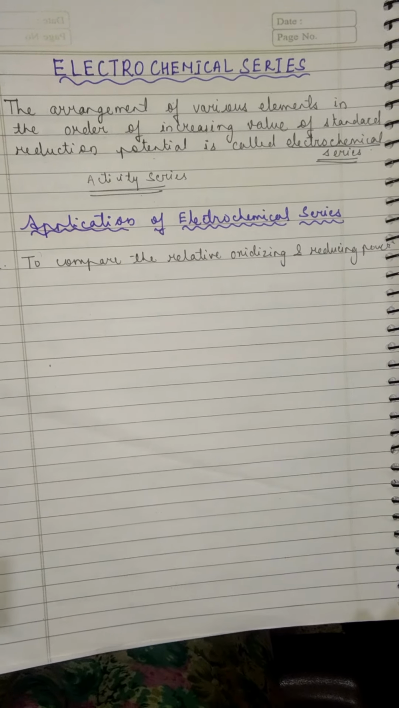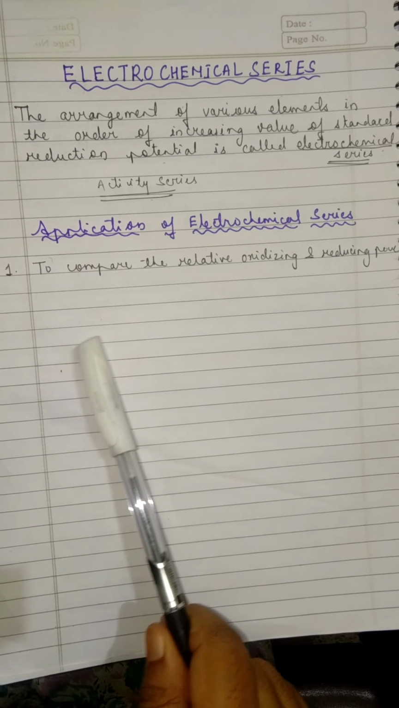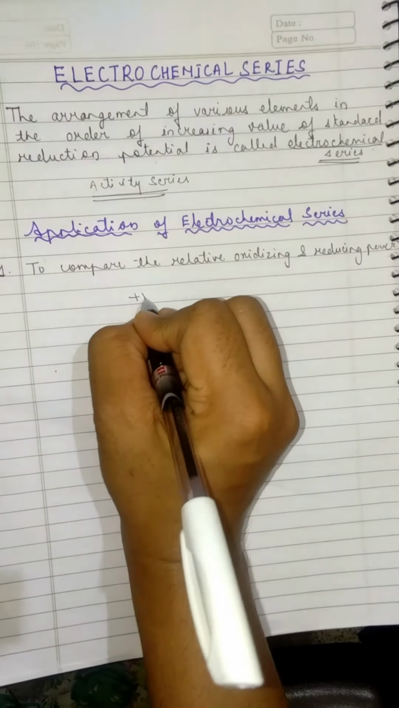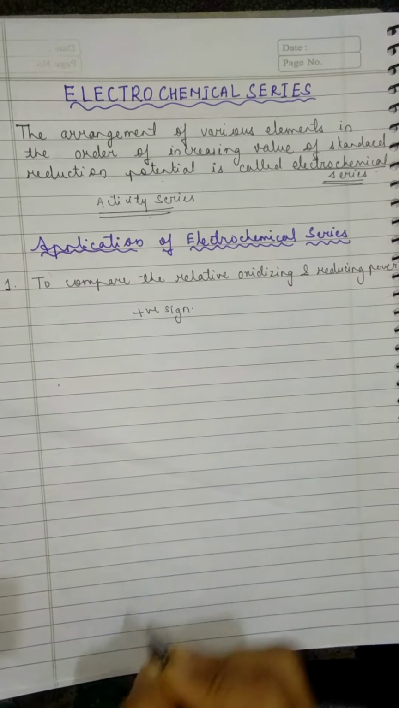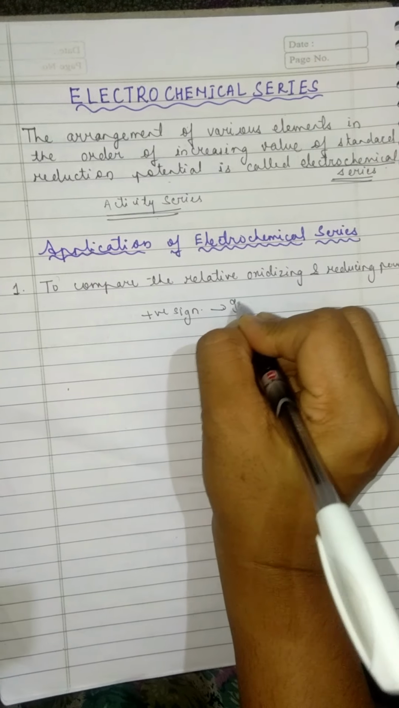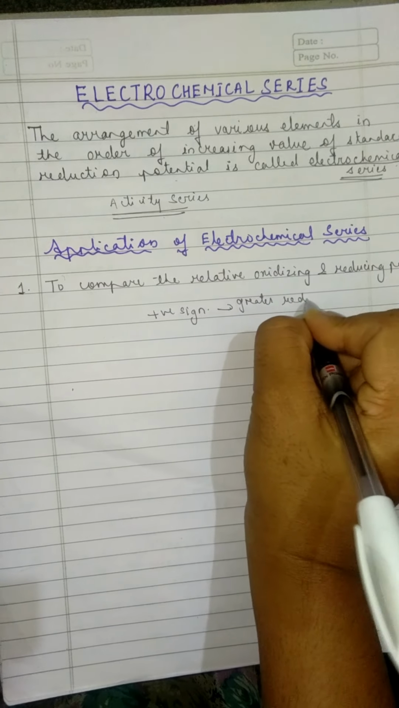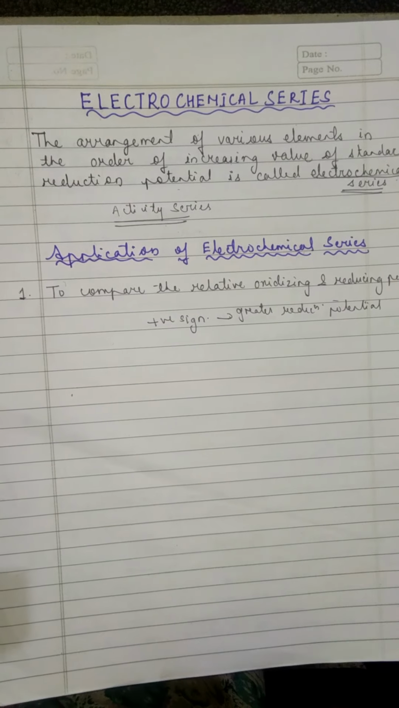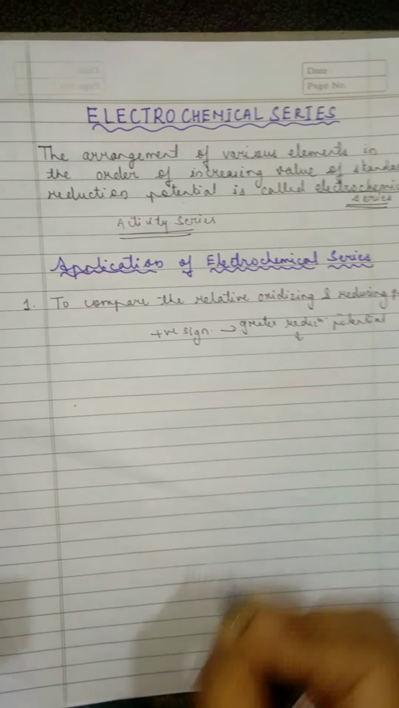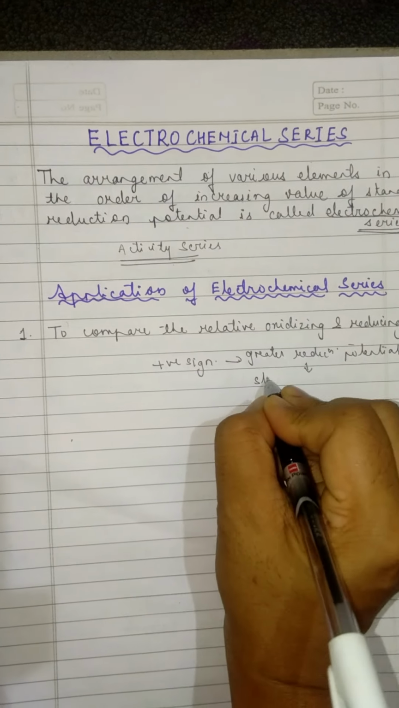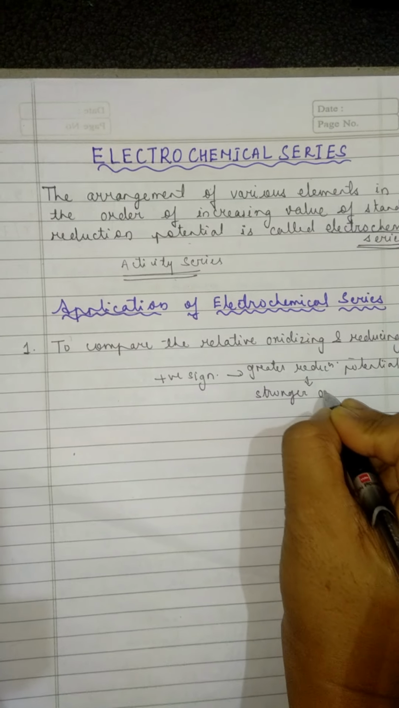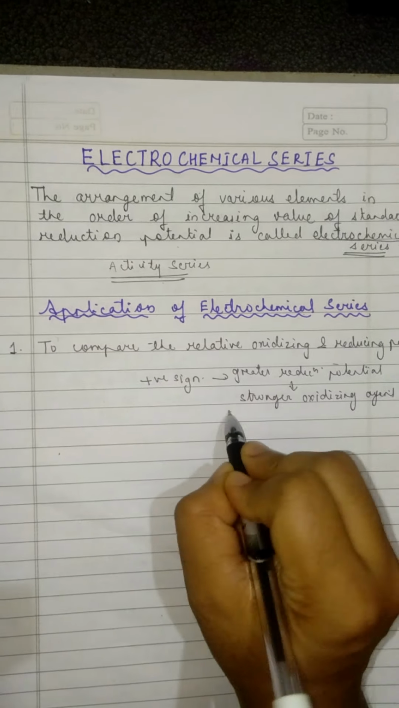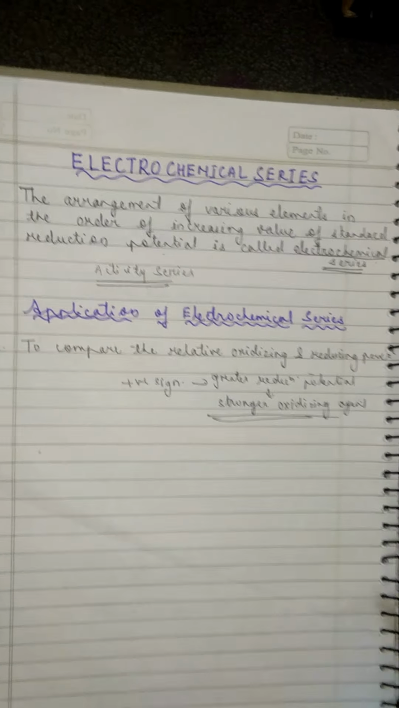The first application of the electrochemical series is to compare the relative oxidizing and reducing power. We have seen that the positive sign of the reduction potential, as it increases, represents a greater reduction potential, and if it has greater reduction potential, we can say that it is the stronger oxidizing agent. Greater reduction potential means stronger oxidizing agent.